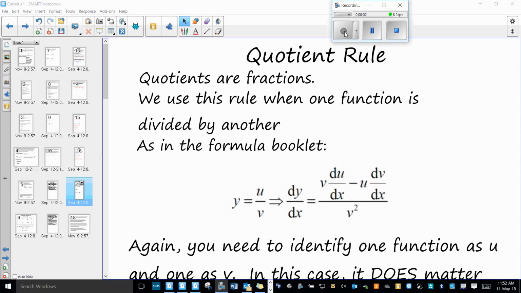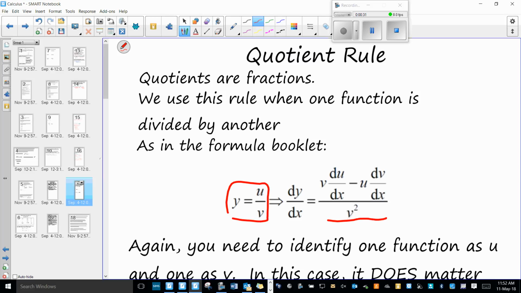Quotients are fractions. Okay, so we're going to use this when you have a situation that looks like this. So you've got one expression on top of the other. Now, whilst before it didn't matter which one was u and which one was v, because they were being multiplied together for a start, and then our rule had an addition sign in, you can see that this rule here is way more complicated. For a start, it's got subtractions, but it's also got a division in. So for these ones, it really does matter that you identify u and v correctly.